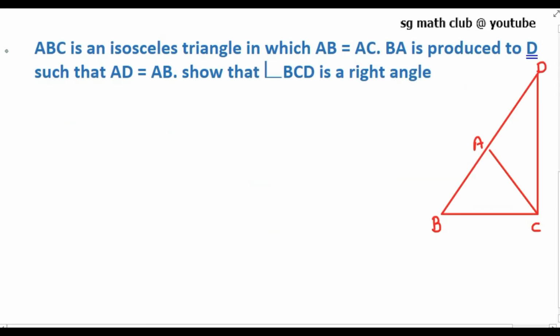So next question. ABC is an isosceles triangle in which AB equal to AC. So ABC is an isosceles triangle. BA is produced to D such that AD equal to AB. So again they have given AD equal to AB. We have to show BCD is a right angle. That means we have to show angle BCD is 90 degrees.